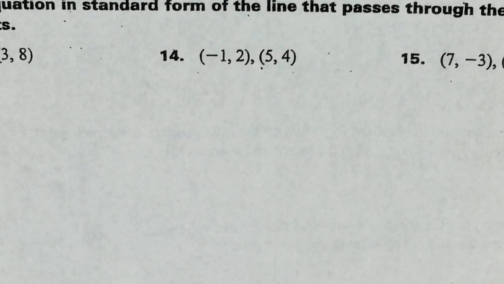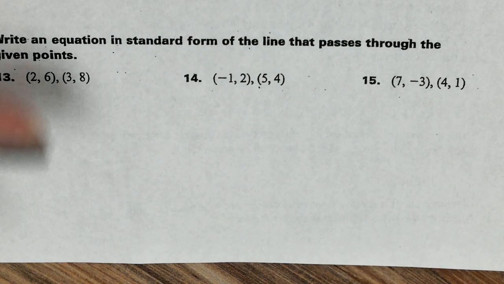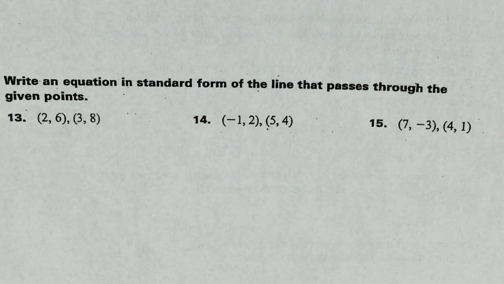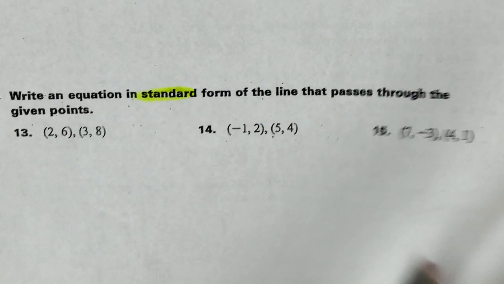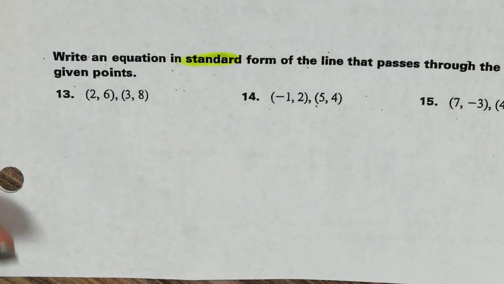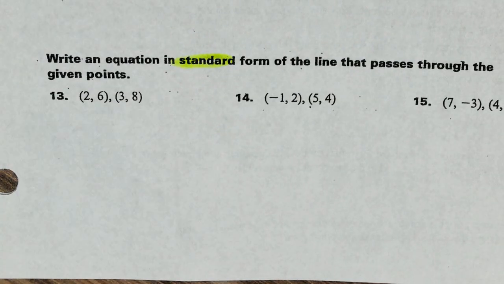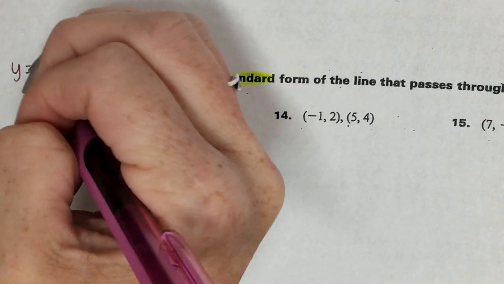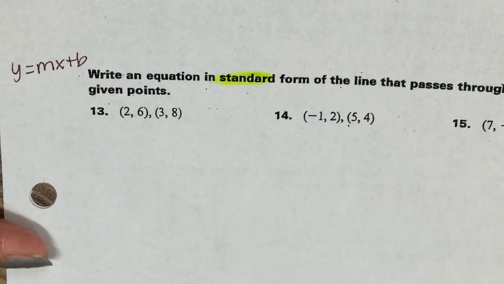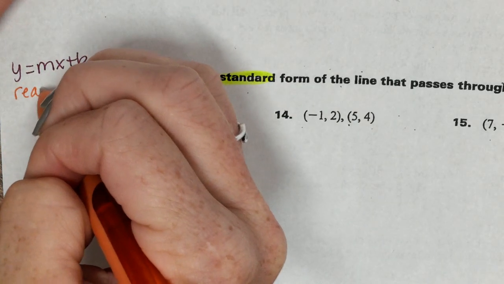This time, they want you to write an equation in standard form, so my final answer better be in ax plus by equals c, but they didn't give me a point and a slope. What did they give me? So, I need to first put it in y equals mx plus b form, and then rearrange.